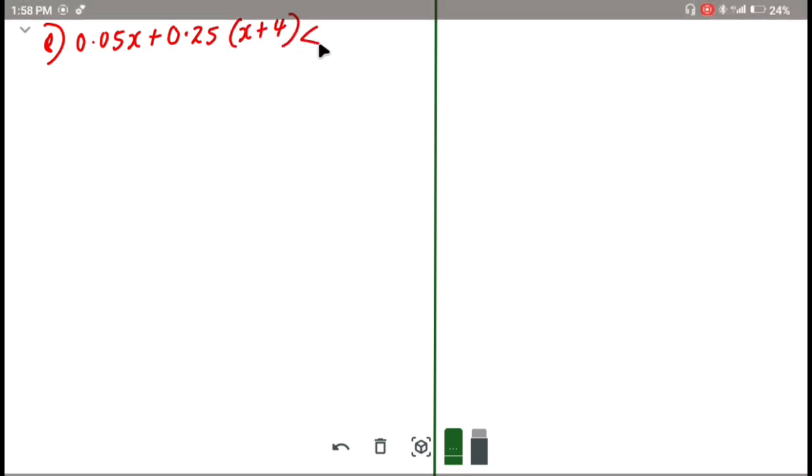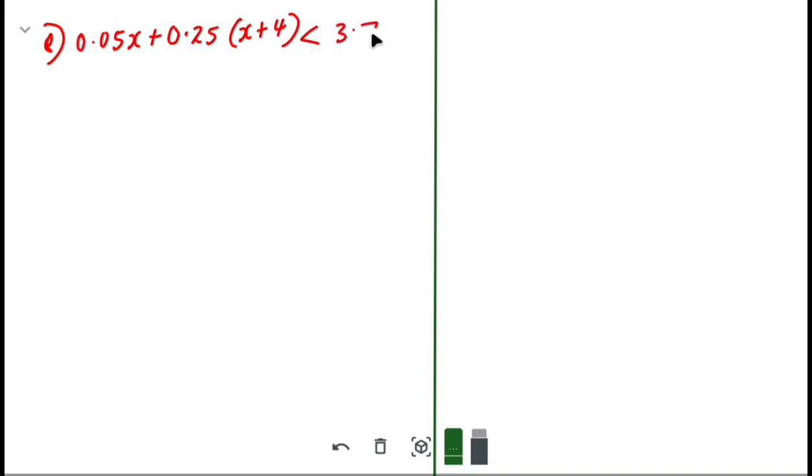So the fifth question is 0.05x plus 0.25 open bracket x plus 4 close bracket less than 3.7. So to evaluate this, I said it earlier that we can as well change this decimal number to ordinary number for easy evaluation. And if you are good with decimal number, you can continue with your evaluation directly. But for easy evaluation, it is preferable that we change the decimal number to an ordinary number. We can actually go the two ways. Let me go the two ways and you see that we're still going to get the same answer.